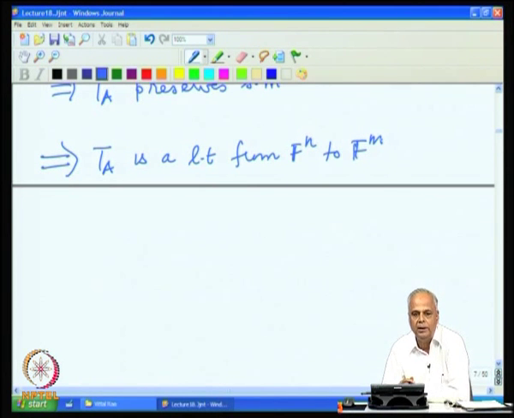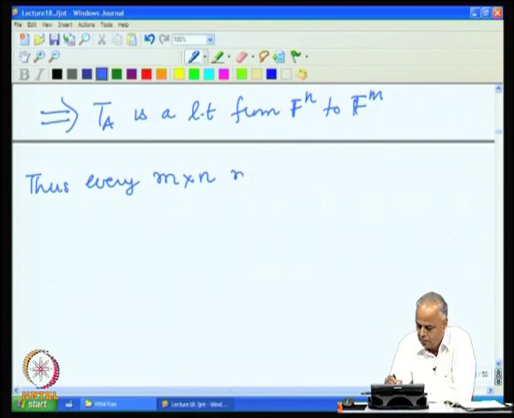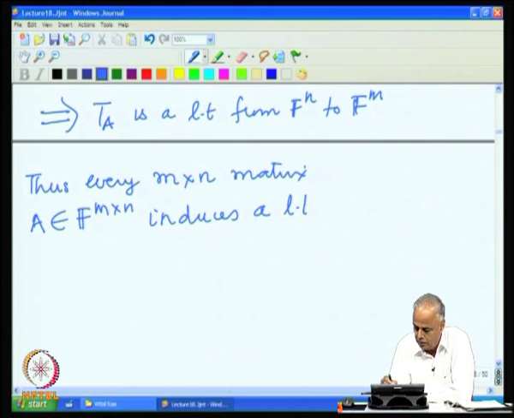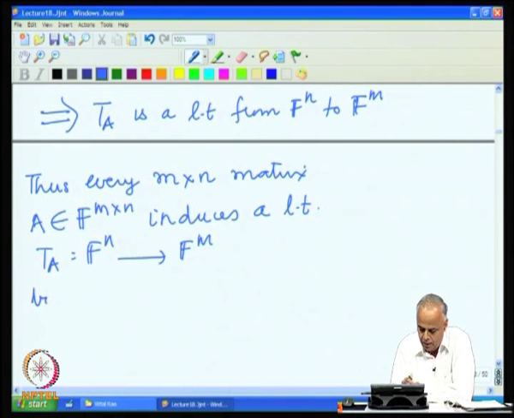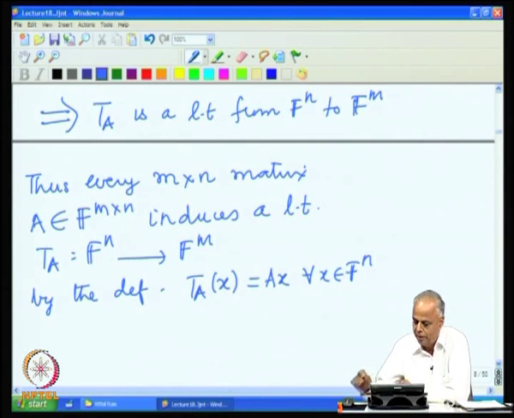So, we started with an m by n matrix A, and from that m by n matrix A, we generated a linear transformation TA from Fn to Fm. So, thus every m by n matrix A belonging to F^(m×n) induces a linear transformation TA from Fn to Fm by the definition TA x equal to Ax for every x in Fn. So, every matrix gives rise to a linear transformation from Fn to Fm.